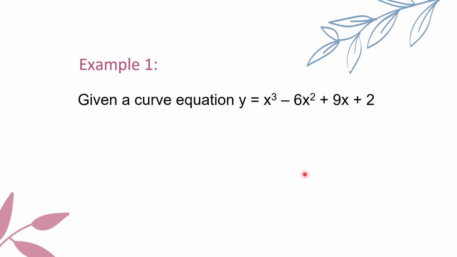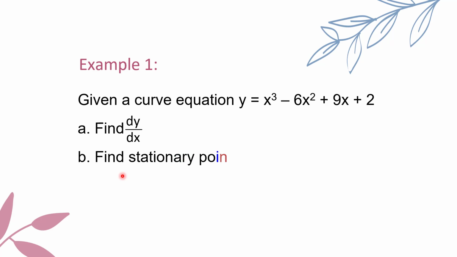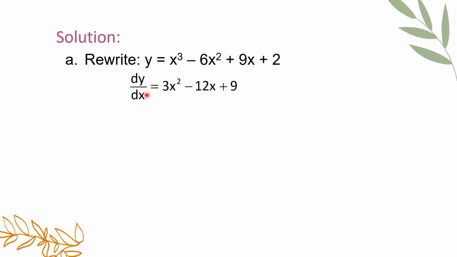Let's see example 1. Given a curve equation y equals x cubed minus 6x squared plus 9x plus 2. Find dy/dx, and then find the stationary points. For the first one, let's rewrite the function and take the derivative. So x cubed becomes 3x squared, minus 6x squared becomes minus 12x, and 9x becomes 9. Here, we can factorize, and it becomes 3(x minus 1)(x minus 3).